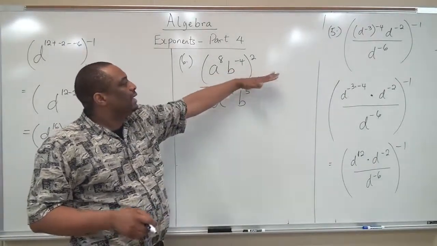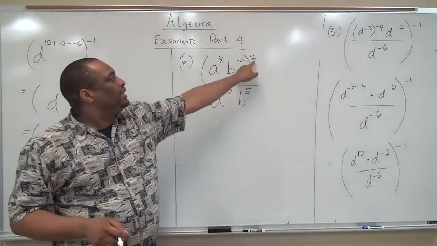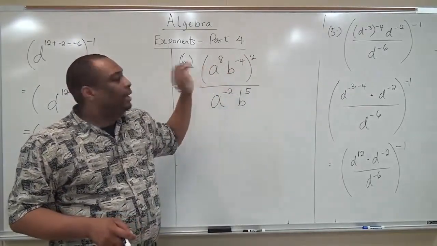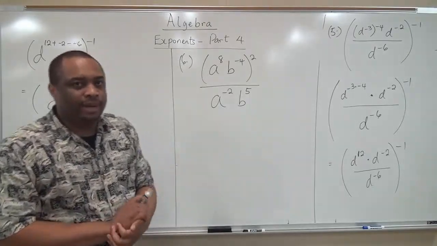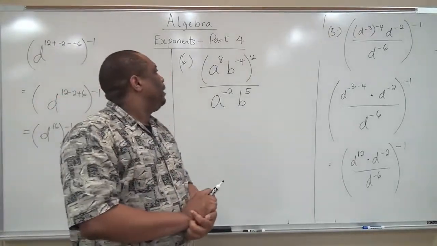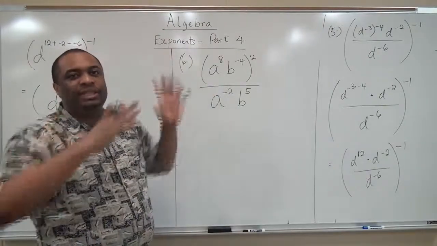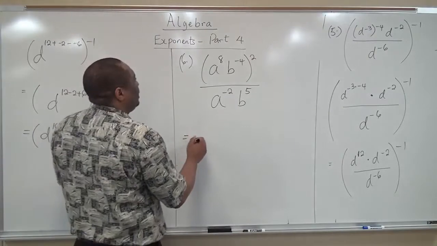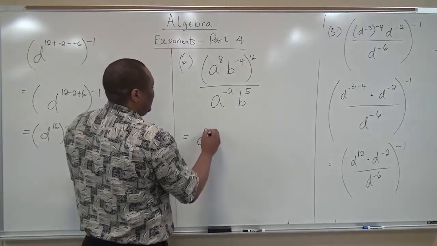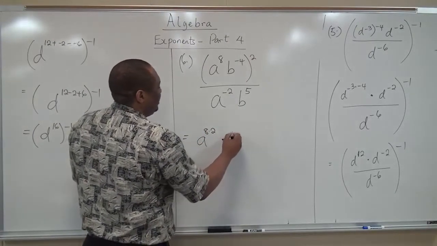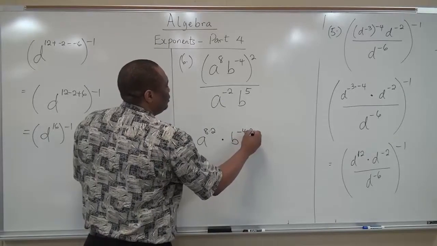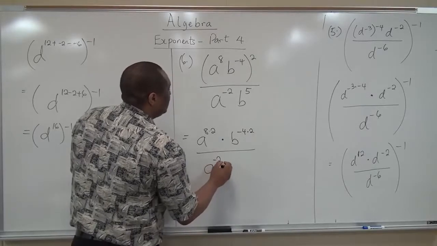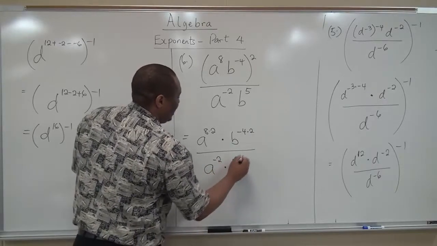Now you have to use the law of exponents, because this 2 is for a and the 2 is also for b. From the law of exponents that we talked about in previous videos. So you want to free them first, then you dissociate, then you solve, then you associate. So this is a 8 times 2 times b -4 times 2 all over a exponent -2 times b exponent 5.